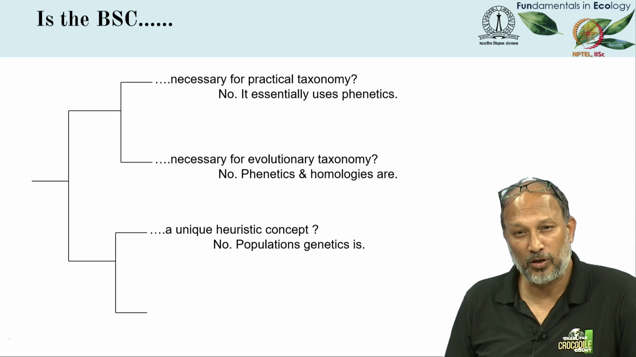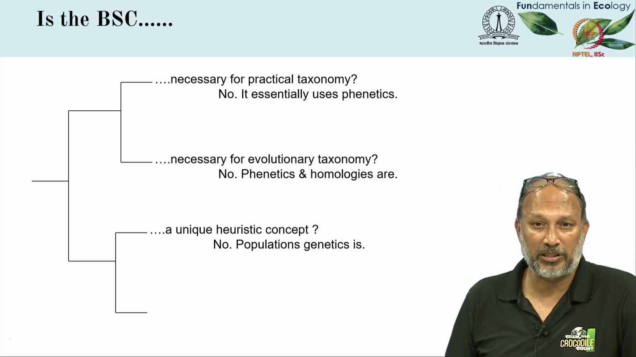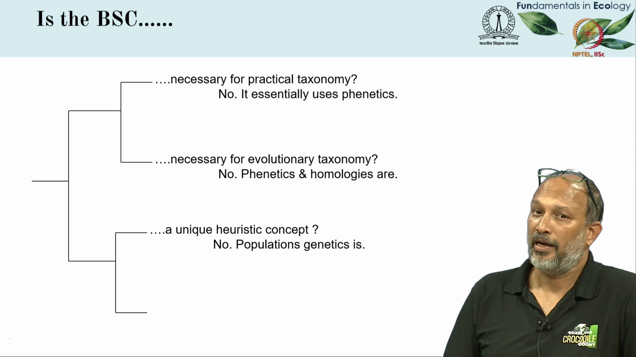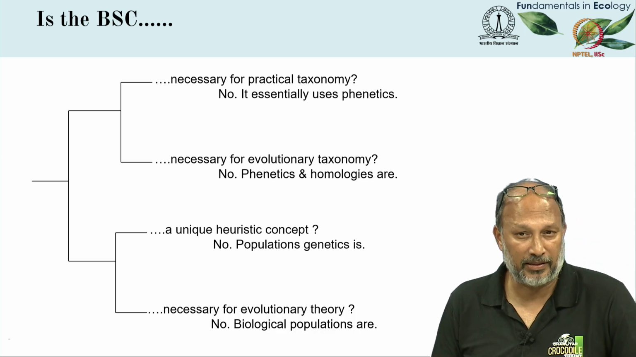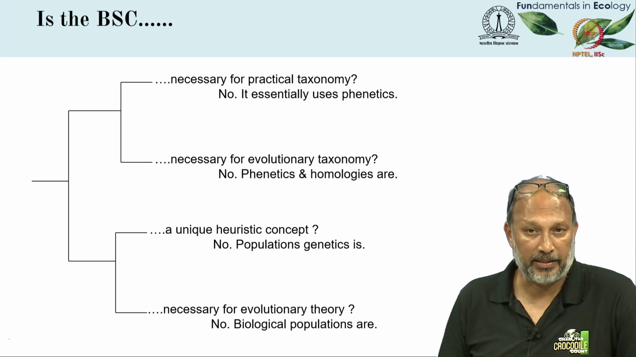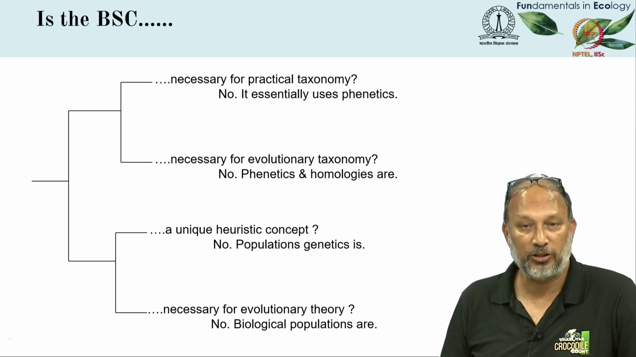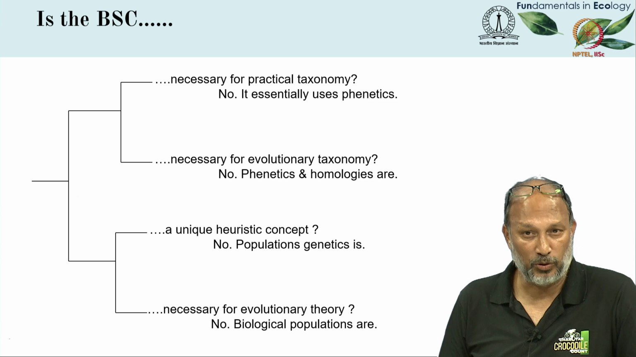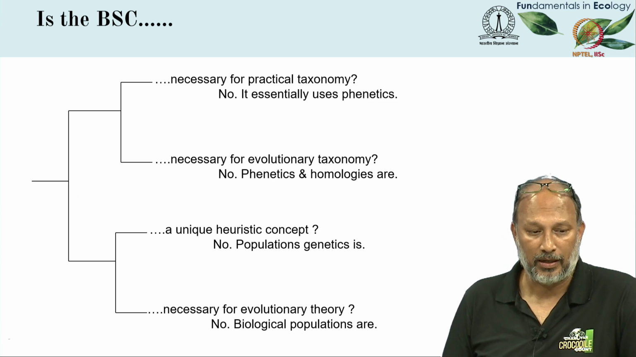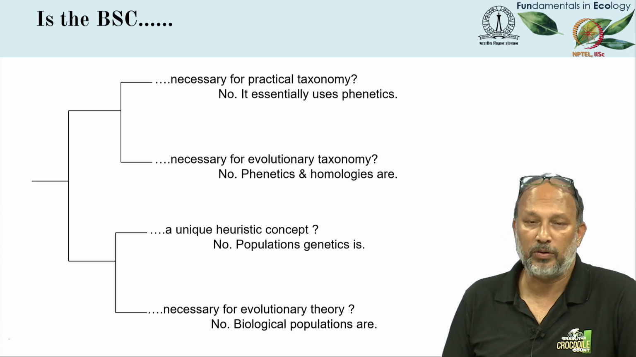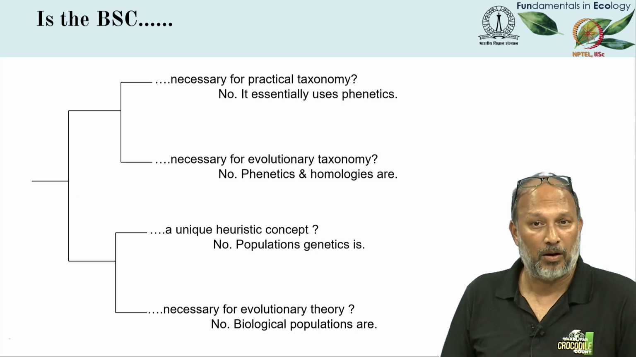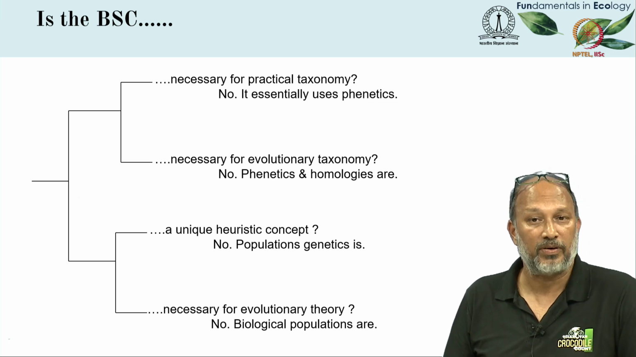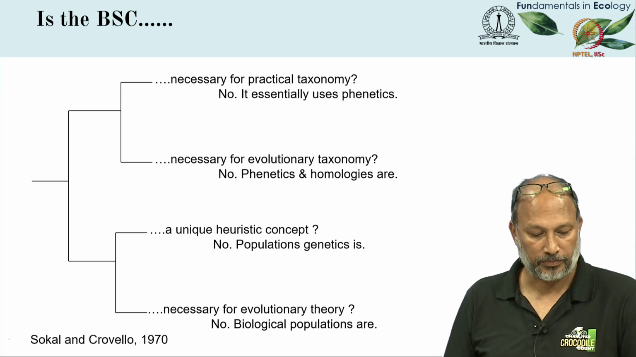They said, is it a useful heuristic concept that helps us understand the relationship between populations? And they said, no, we use population genetics for that. And they said, does it underlie evolutionary theory? And they argued that biological populations were the fundamental unit for evolutionary theory as well. So 55 years ago, there was very strong criticism of what the biological species concept itself was able to do for our understanding of species and evolution.